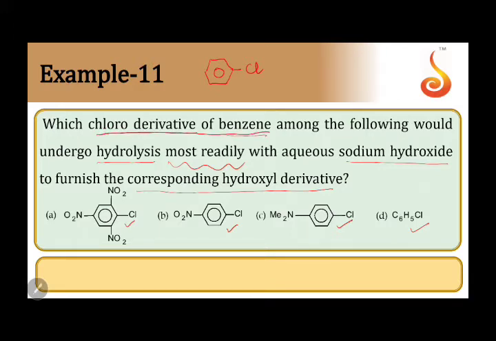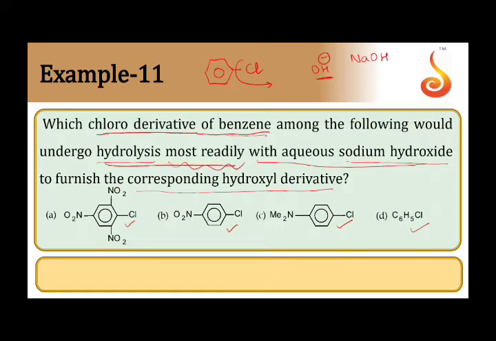Undergoes hydrolysis most readily. Hydrolysis means this chloride is going and OH minus is taking its place. This is more clear in the next part of the question with aqueous sodium hydroxide. Aqueous sodium hydroxide will give OH minus ion. So now we need to analyze which type of reaction this is. This is a substitution reaction. Cl minus is going, and in its place OH minus is going.